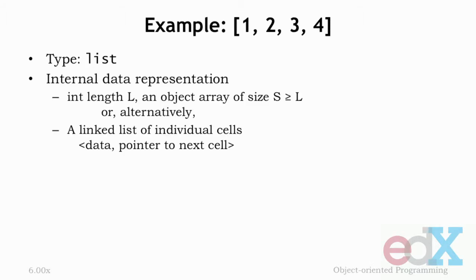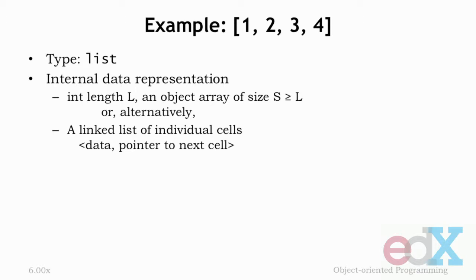There's an internal data representation, and we have some choices to make as an implementer of lists. For example, we could store the components of a list in a little sequential array of memory locations, each of which holds a pointer to an object, and associate with that array a particular length L of the list. So in our particular example, the length would be 4. And as long as there's enough room in the array to store 4 elements, we're all set to go.